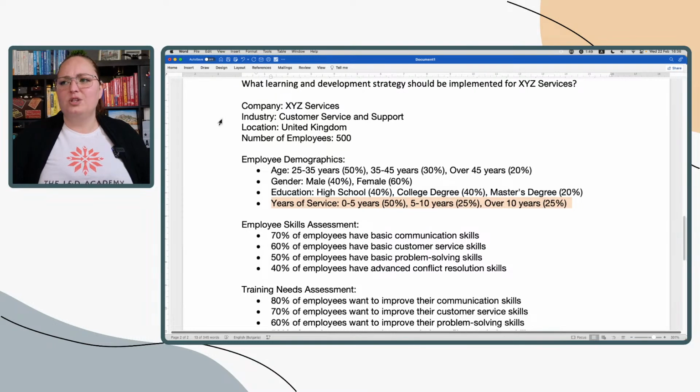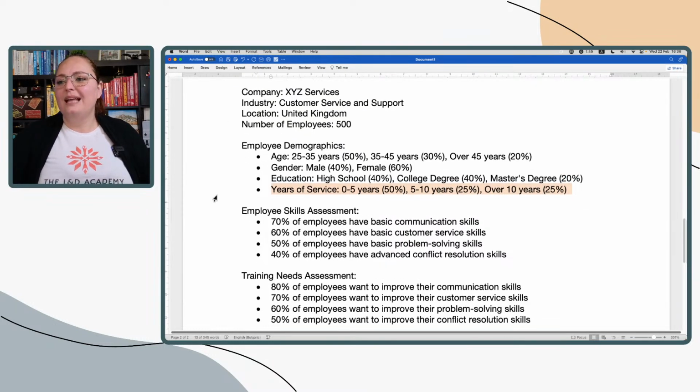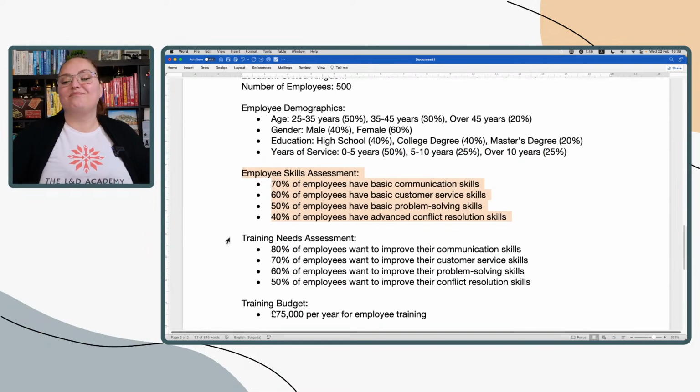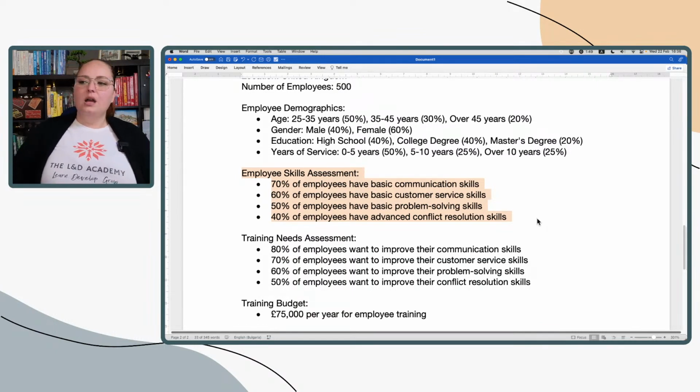That is impressive, especially in customer service and support. Let's take a look at some employee skill assessment here. Okay. So 70% of employees have basic communication skills, 60% of employees have basic customer service skills, 50% of employees have basic problem solving, and 40% of employees have advanced conflict resolution skills. So to me, all of these things definitely relate to customer support and services. So yeah, it makes sense.